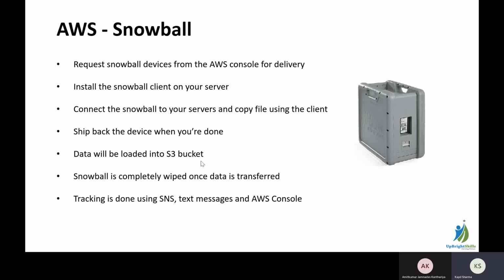How can we request for Snowball? Here you can see: request a Snowball device from the AWS console for delivery. Install the Snowball client on your server. Connect Snowball to your server and copy files using the client. Ship back the device when you are done. Data will be loaded in S3 buckets. Snowball is completely wiped out once data is transferred. Tracking is done using SNS, text messages, and the AWS console. So you can track this using text messages, and you can also see the tracking details in the AWS console.